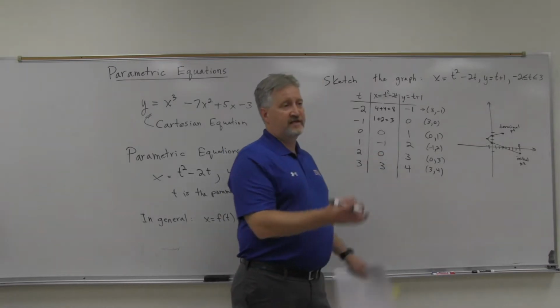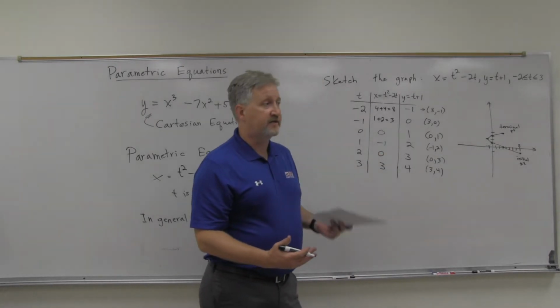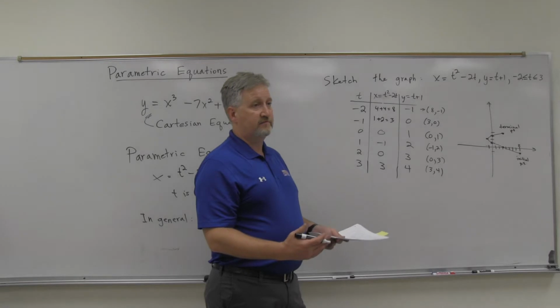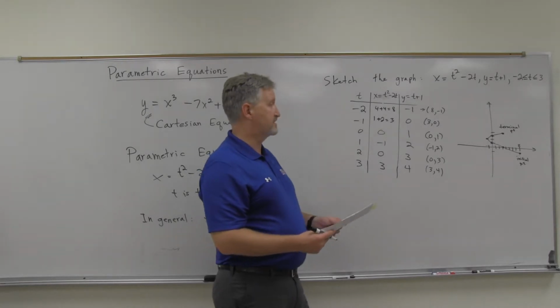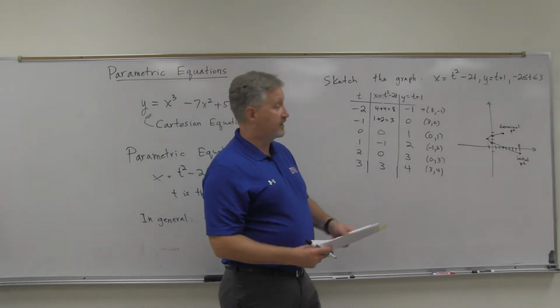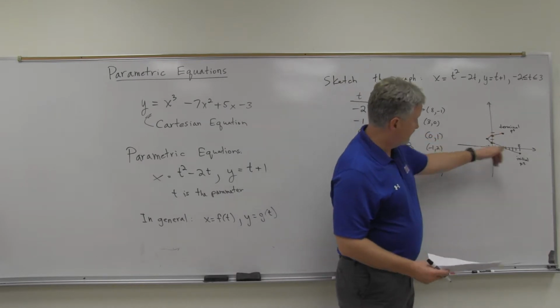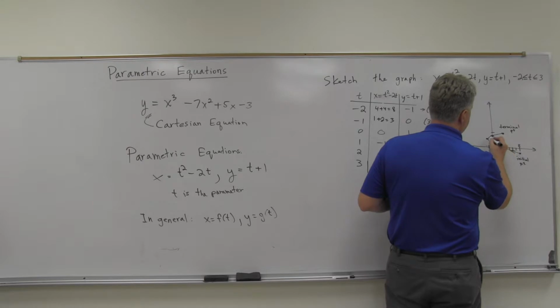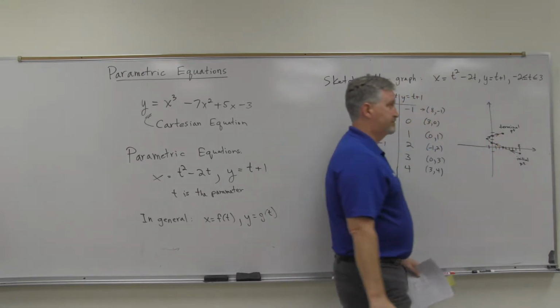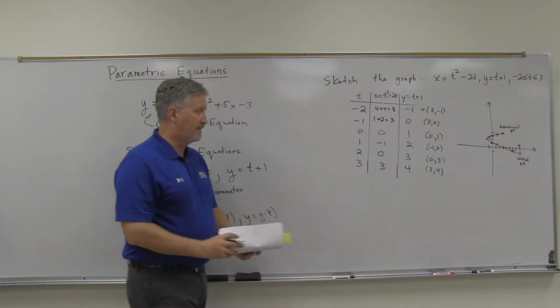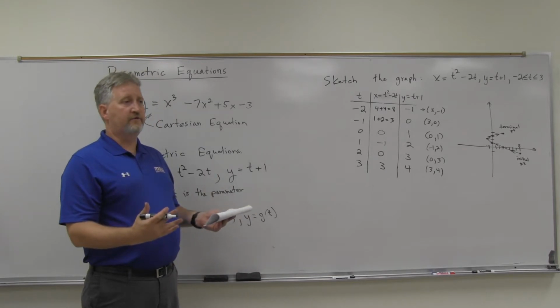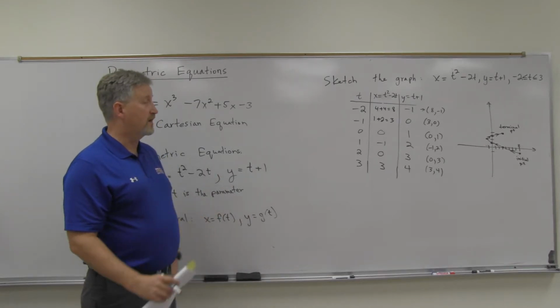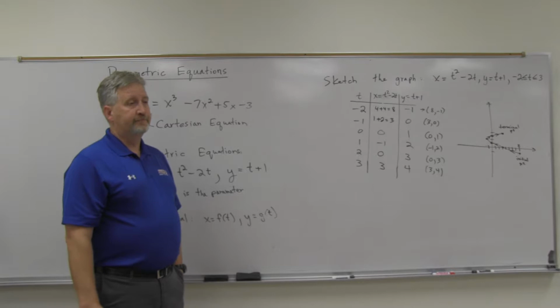But they also tend to indicate the direction, because with these, you can get them going in all kinds of directions. It doesn't necessarily go one way, it could start here and go here. So they typically indicate on these parametric equation graphs which way things are going, which way they're flowing. Show the direction. Okay?